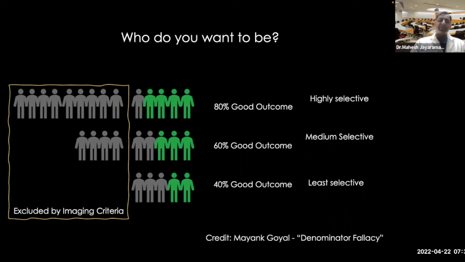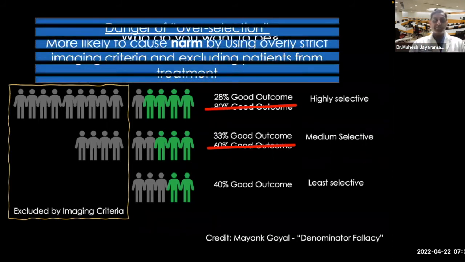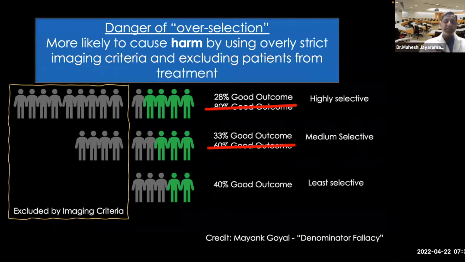So those centers that are 80% good outcome, they're not really at 80%. What are they at? They're at 28%. Why? Because they excluded all those patients, didn't give them a chance, never treated them. And the 60% good outcome is closer to 33% on a population level. And the 40% good outcome is actually probably the best because they took almost every comer and they didn't exclude as many patients. Okay. And this, I think, is the danger of over selection.